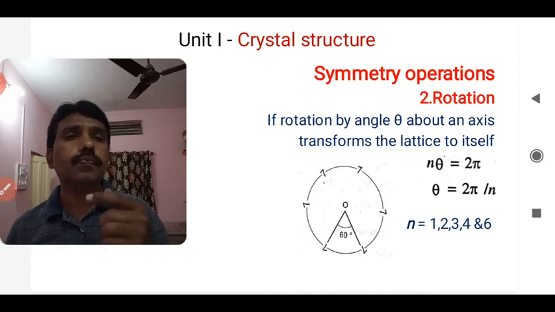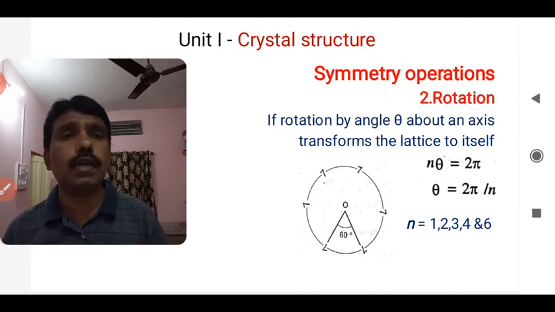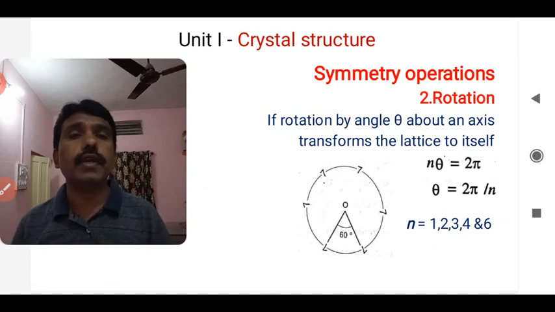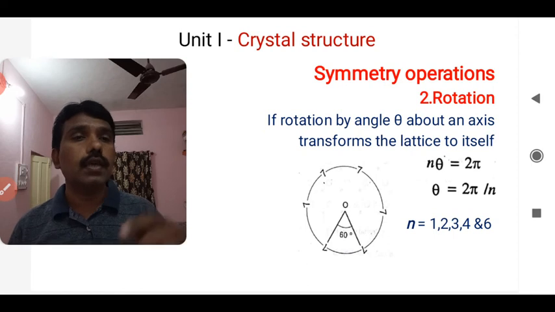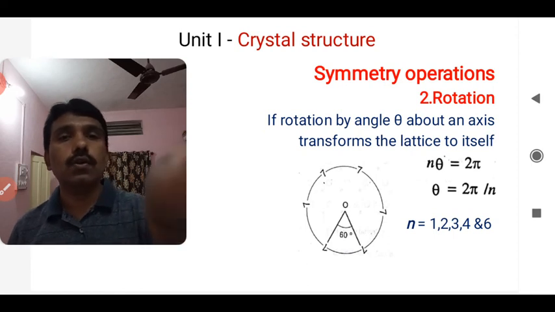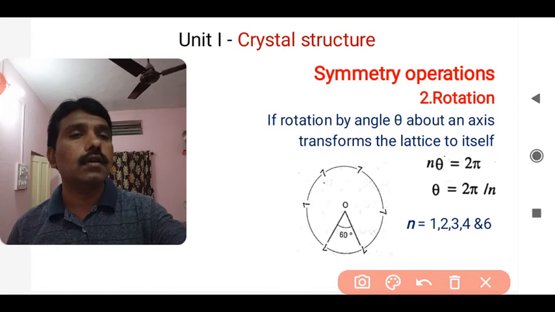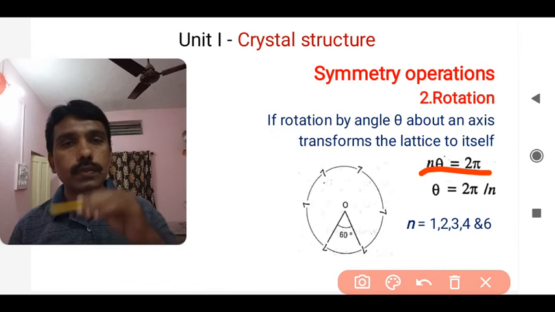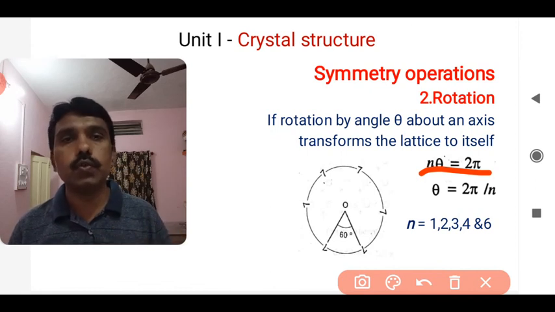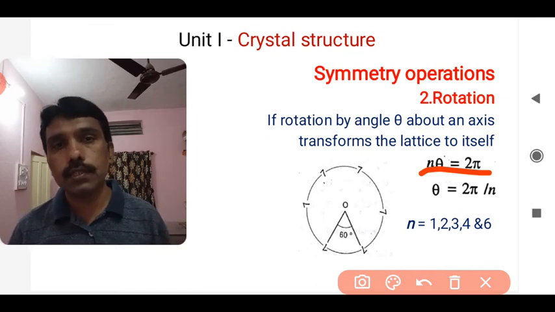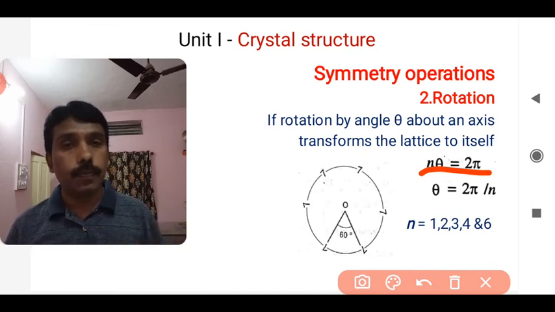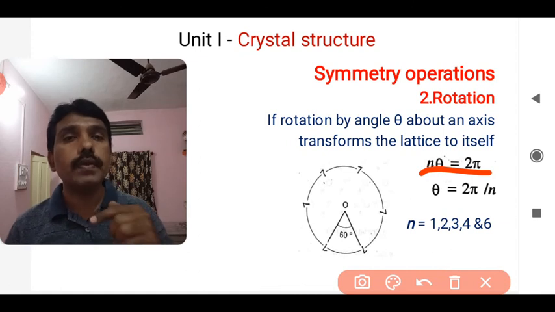As far as these types of symmetry operations are concerned, in a simple way we can find how many rotations are available, depending on this formula: n theta is equal to 2 pi. Now 2 pi is nothing but the angle, that is pi as 180, into 2, which means 360. As far as the circle is concerned, it has the angle 360. And n theta: if I want to find out how many folds of operations are possible, it depends on that theta.